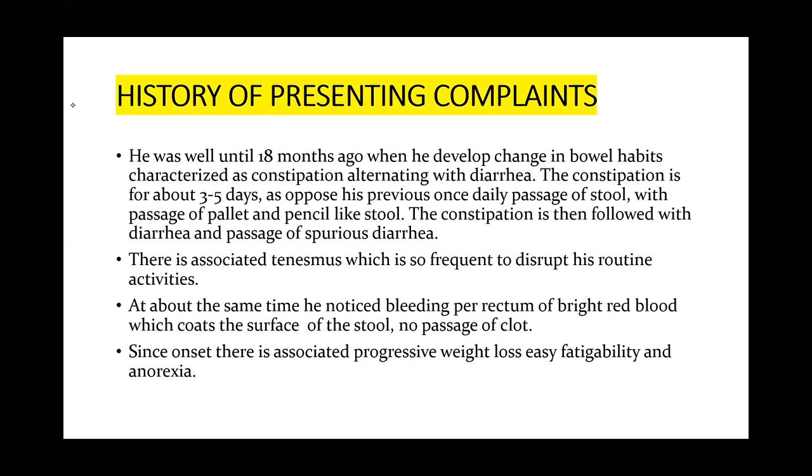The constipation is then followed with diarrhea and passage of spurious diarrhea. There is associated tenesmus, which is so frequent as to disrupt his routine activities. At about the same time, he noticed bleeding per rectum of bright red blood, which coats the surface of the stool. No passage of clot. Since onset, there is associated progressive weight loss, easy fatigability, and anorexia.